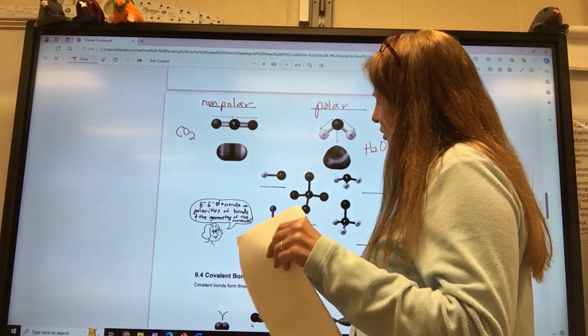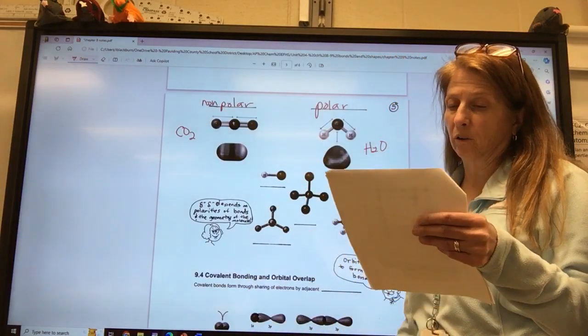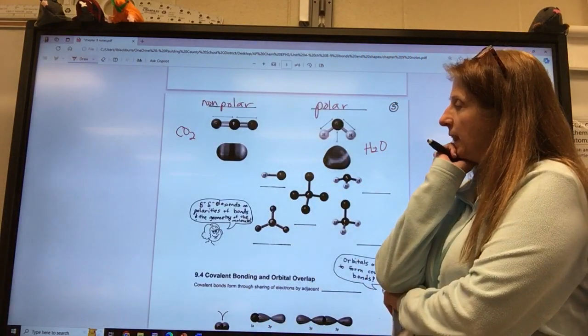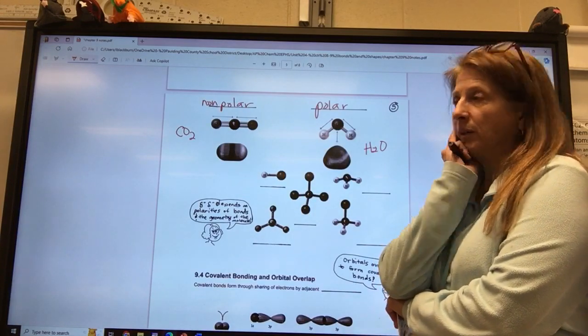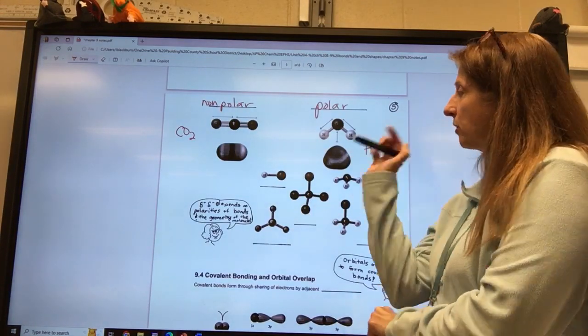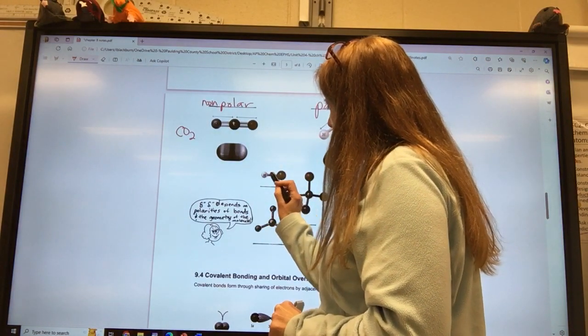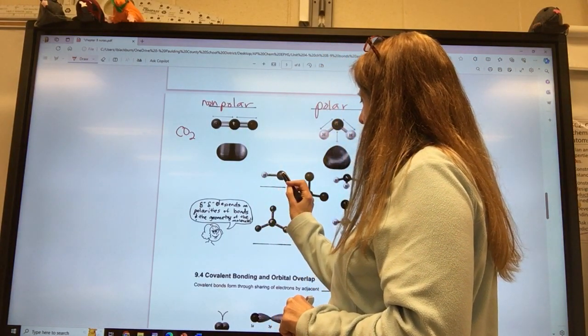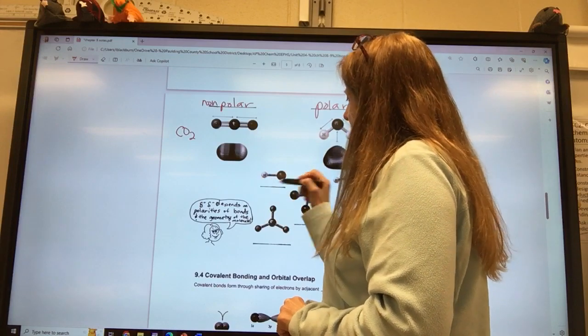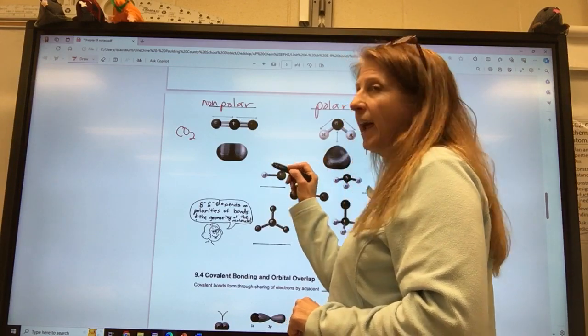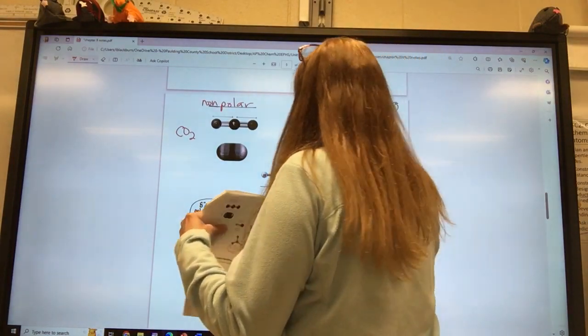HCl. Do you think it's polar or non-polar? Polar, because it's not on both sides, it's just on one side. Right, it's polar because it's not on both sides, it's just one. And if you look carefully, there's a little arrow with the plus on that side and the minus on that side, and there's nothing to counteract it. So this one is polar.